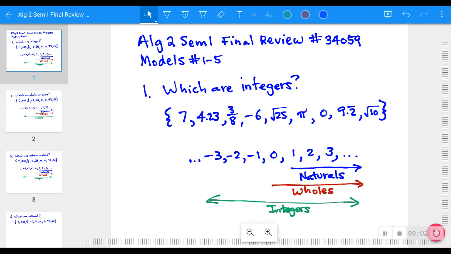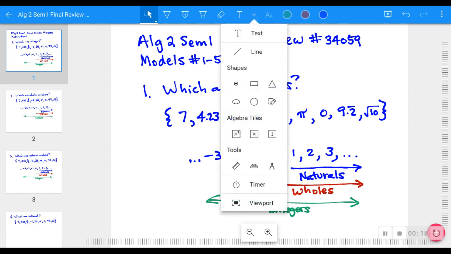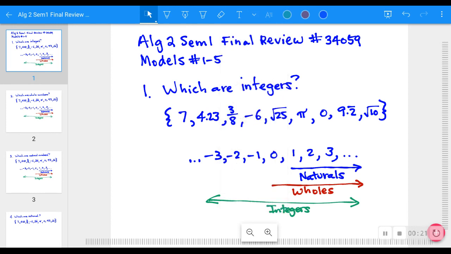Okay, we're going to look at some model problems for the Algebra 2 Semester 1 final review. This is the first 5 problems. In this section, we're supposed to identify the types of numbers that are in this long list that they give us, and we're supposed to identify the integers.